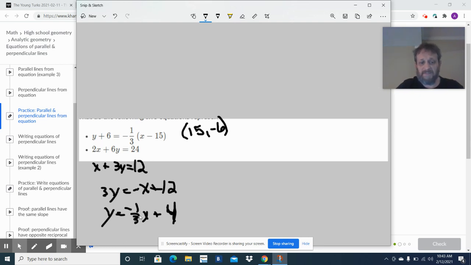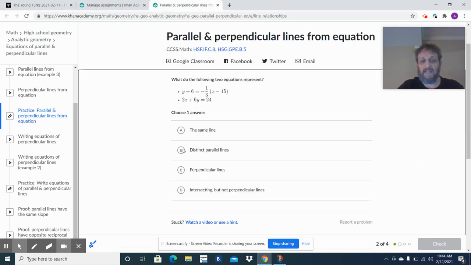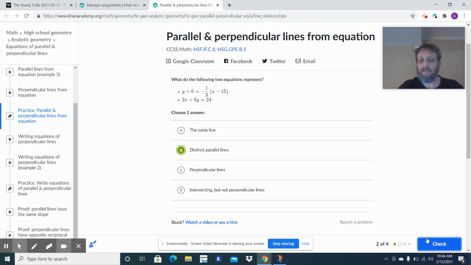So I'm going to take 15 and I'm going to plug it in. So negative 1/3 of 15. Negative 1/3 times 15 is negative 5 because 3 goes into 15 5 times. Negative 5 plus 4 is negative 1. So when I put in 15, I get out negative 1. I do not get out negative 6. So therefore, they are different lines. They don't go through the same point. So this is clearly a case of distinct parallel lines.